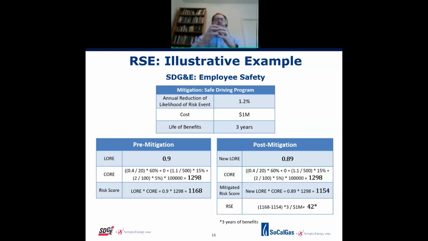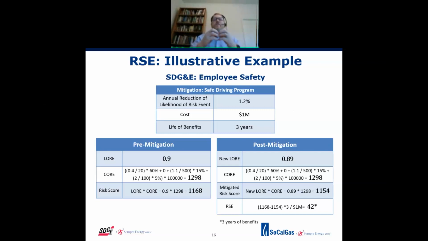And then let's also say the driving program cost $1 million, and we believed its benefits would last for 3 years. Again, all illustrative. Some people might contend that training needs to be done every year, but in this case, we'll just say it's 3 years. So the pre-mitigation work that we did is shown on the previous slide. The lower was 0.9, the core was 1298, and the risk score was 1168. Now we're saying, what if we did this mitigation? Well, the new lower would be reduced by 1.2%. So the lower will go from 0.9 to 0.89. There's a lot of rounding going on, so we didn't want to show all the decimal places.